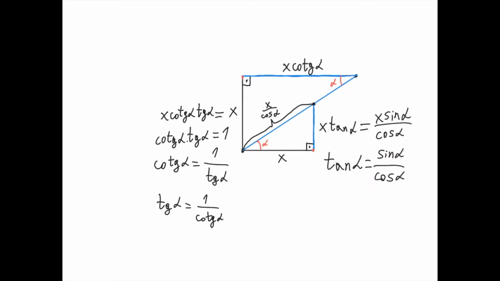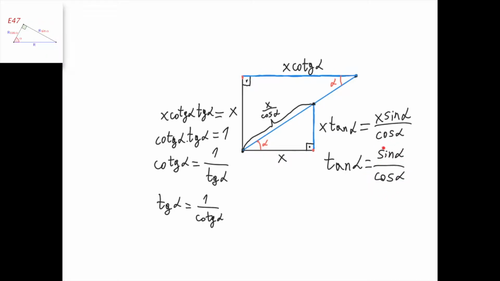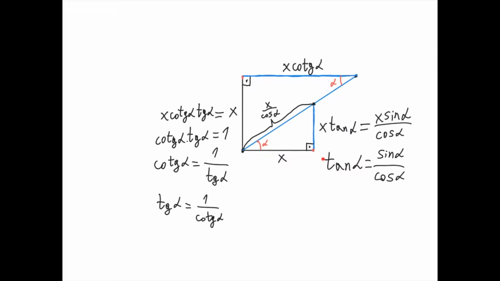This is not really surprising, because what is the sine of alpha? Let's look at this triangle. Well, it's the ratio between this side and this side. What's the cosine? The ratio between this side and this side. So when we take sine alpha divided by cosine of alpha, this side would cancel out, and we would get the ratio of this side and this side, which is exactly what tangent of alpha is.